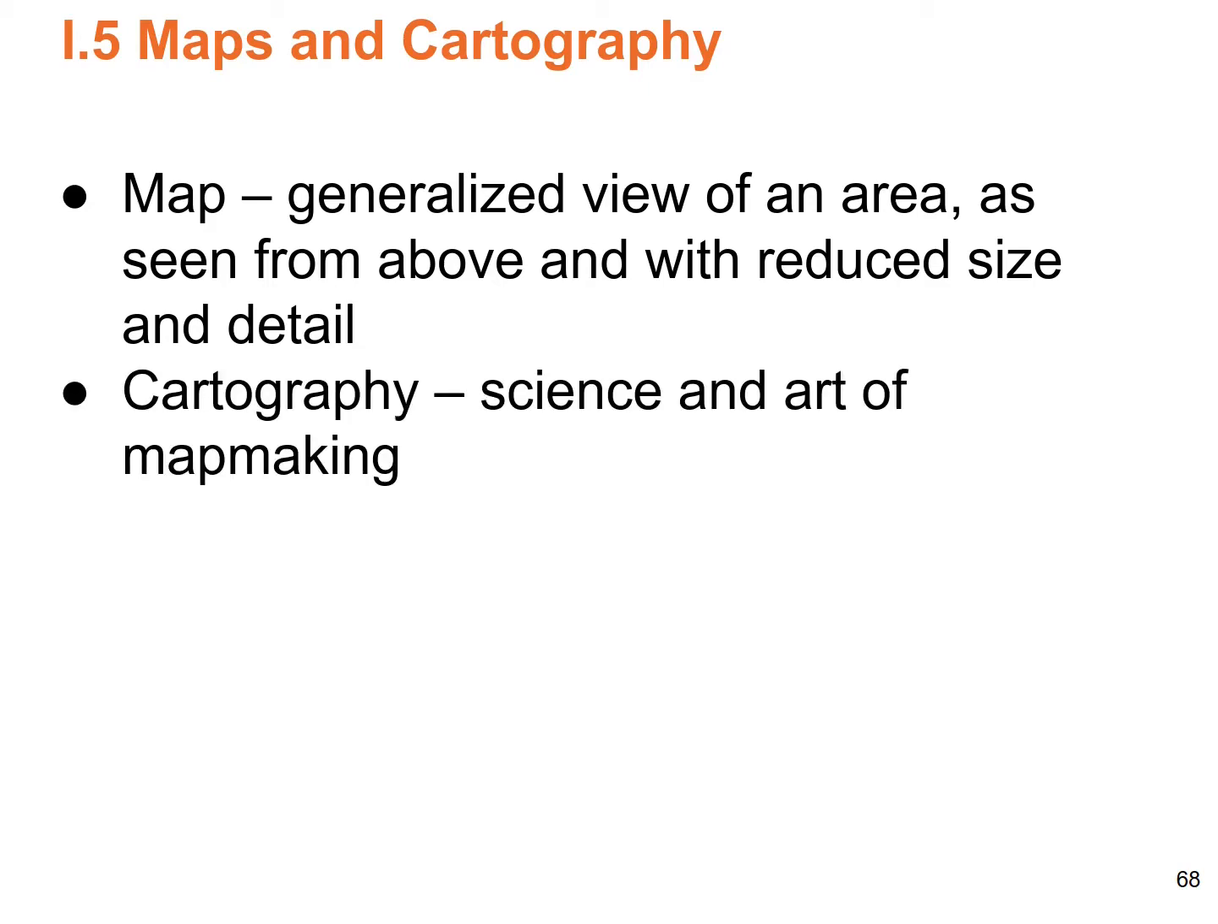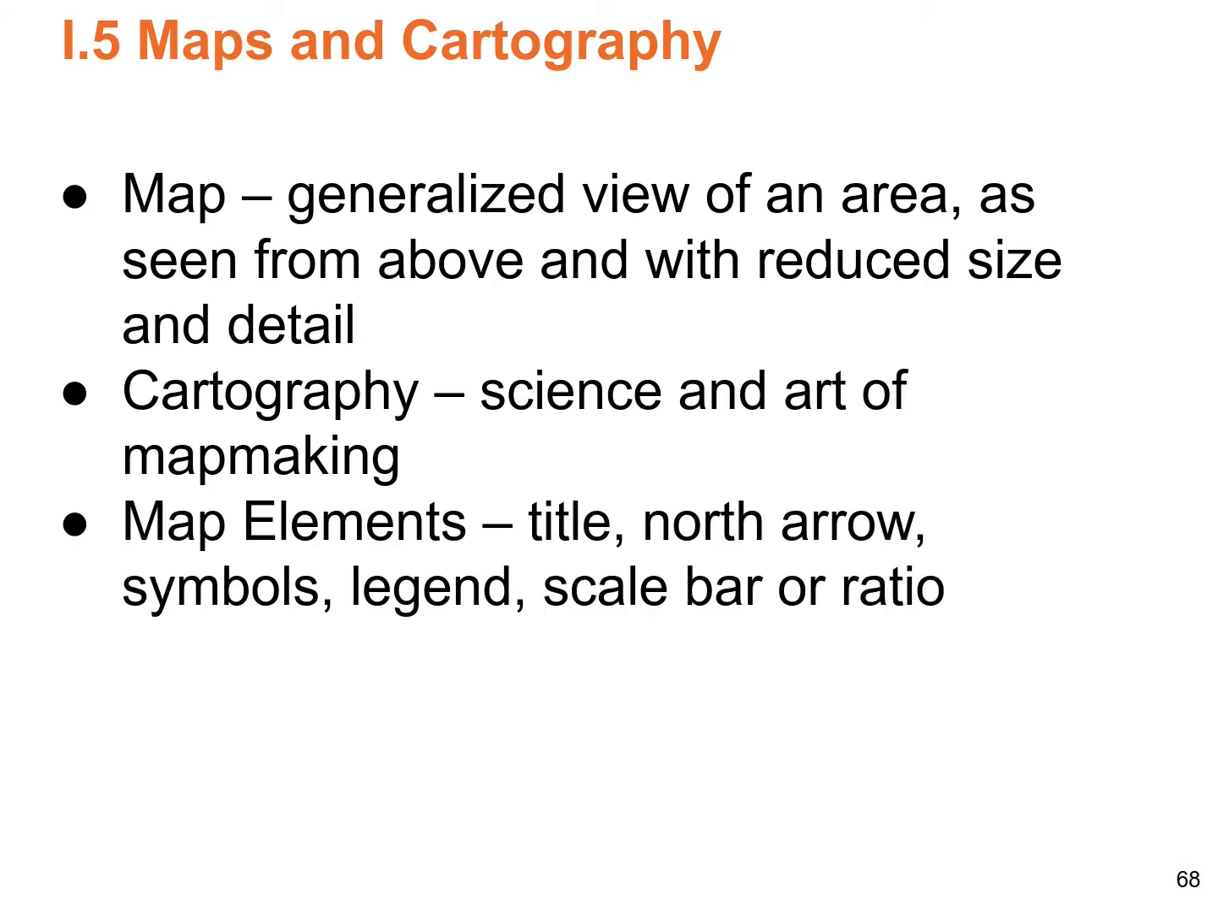Cartography is the science and art of map making. Some of the common elements that maps have: most maps have a title, so you know what the map is about. A north arrow, so you know which end is up. The symbols: what does this blue color mean? What's the red color mean? Those are all explained in the legend. What's a red line? What's this black line mean? Those are all explained in the legend. A scale bar or ratio tells you what the relationship of the size of the map is to the size of the place that the map is of.